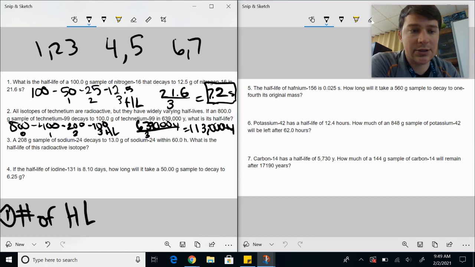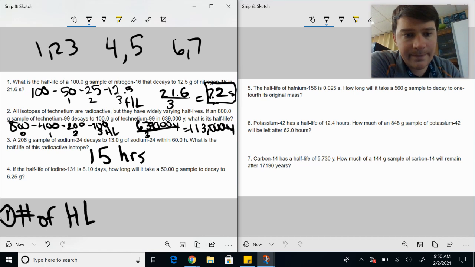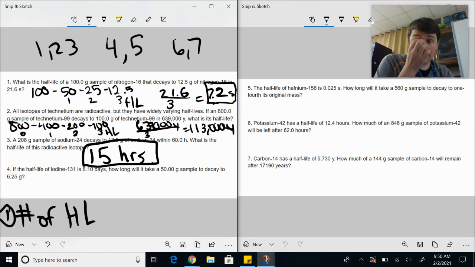This first one says a 208 gram sample of sodium-24 decays to 13.0 grams of sodium within 60 hours. What is the half-life of the isotope? Now, we actually did this one in class as well, so I'm going to skip it and give you the answer. 15 hours would have been the answer to that one. I can go over that too if we need to.